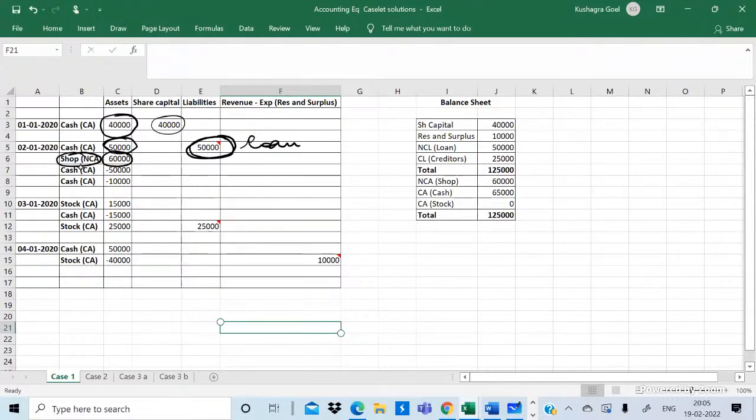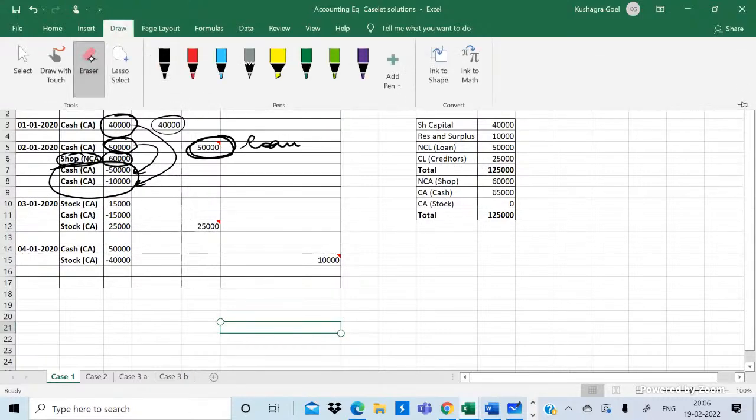I will have to pay for this shop, which means my cash balance to the extent of 60,000 will go down. So cash to the extent of 60,000 will go down. First 50,000 will be from the loan. Balance 10,000 will be from the initial investment that you got from your shareholders. Net 60,000 worth of cash will go down. So on the asset side itself, non-current assets will go up, and on the asset side itself, my cash balance will go down. So again, my accounting equation will tally.